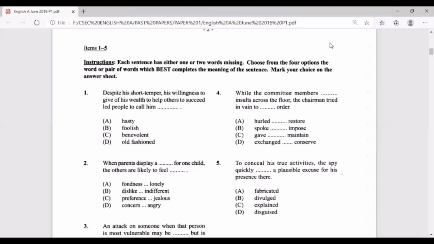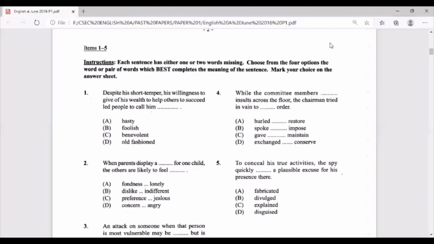Number 1, despite his short temper, his willingness to give up his wealth to help others to succeed led people to call him blank. And so we're looking at the context. What are we learning about this person? Yes, he's short-tempered, but he's willing to give up his wealth. That sounds like someone who is kind. And so our best option would be C, benevolent, which means to be kind.